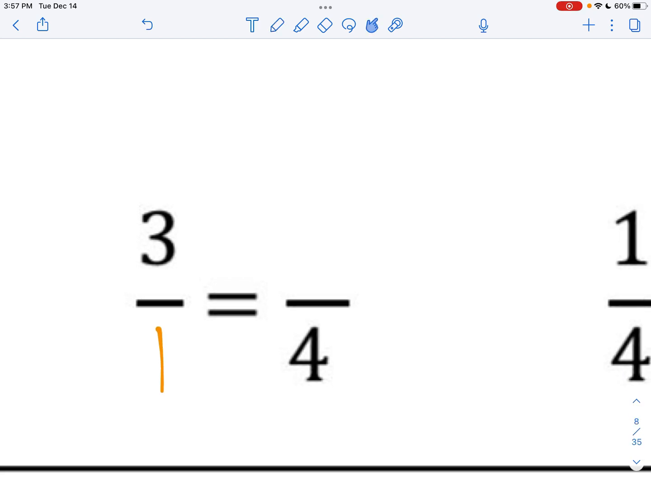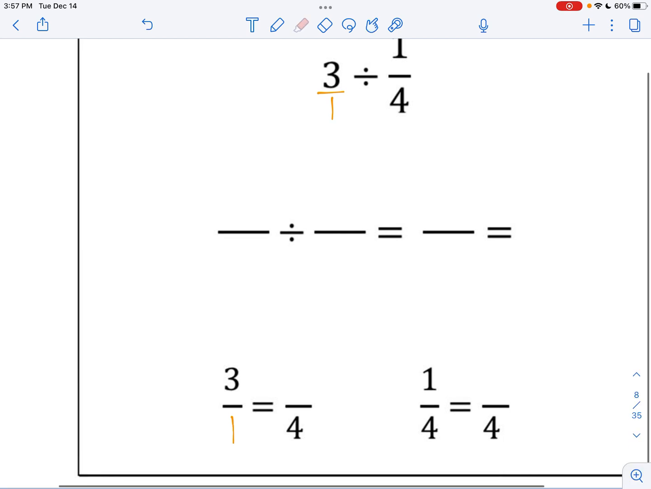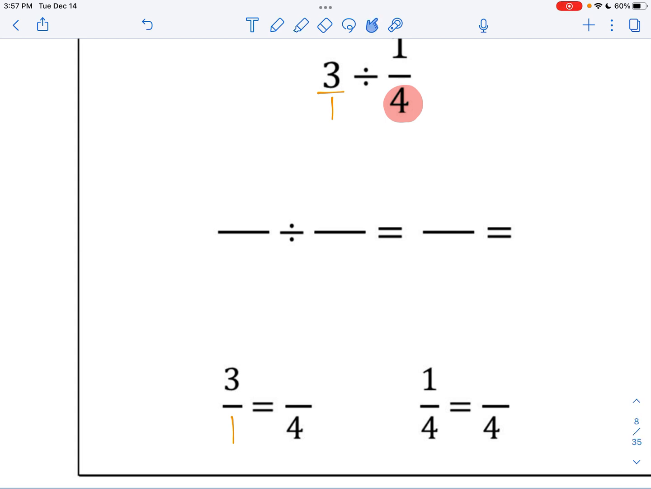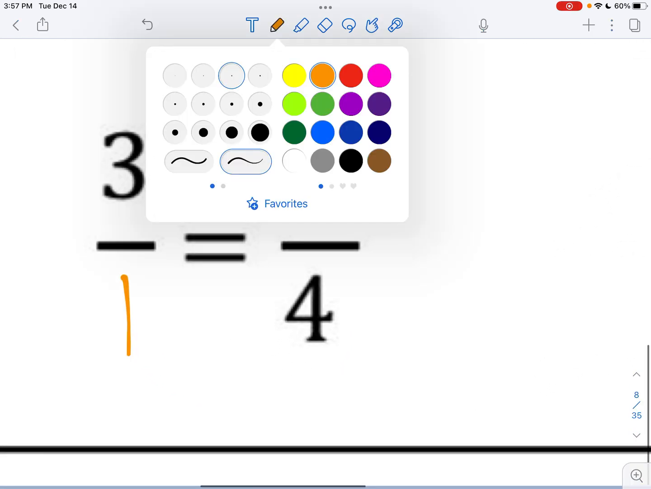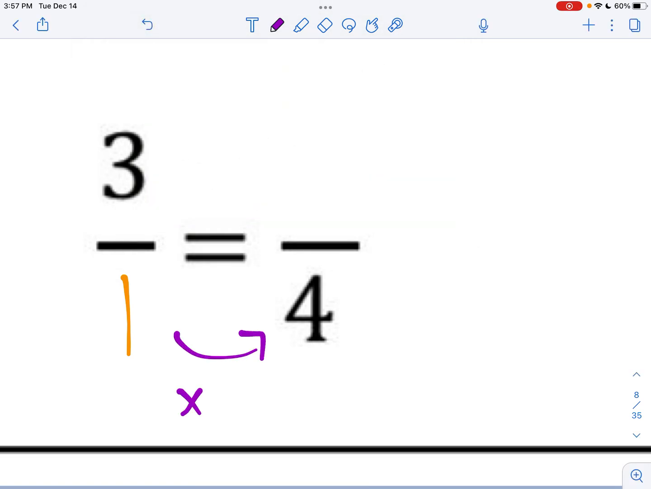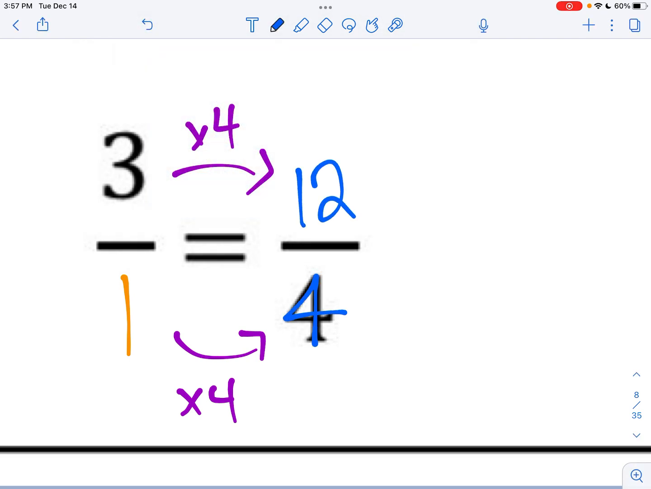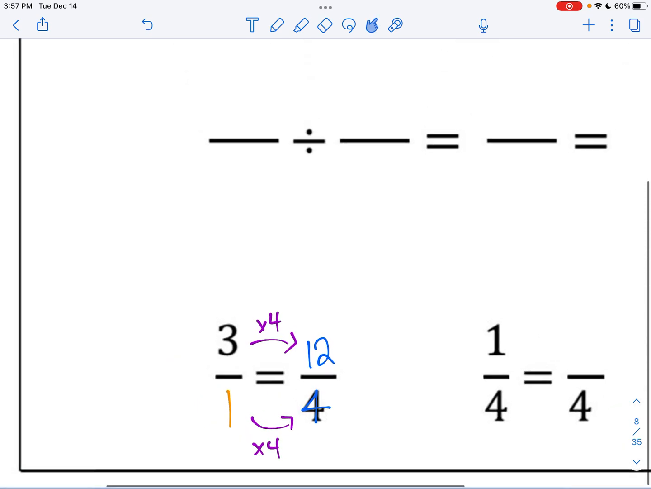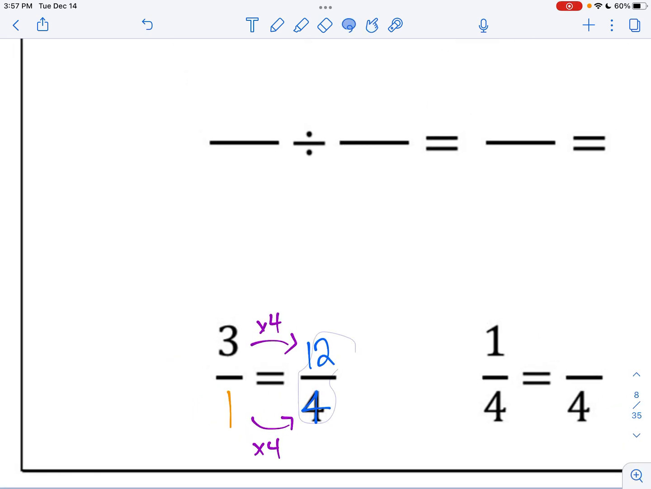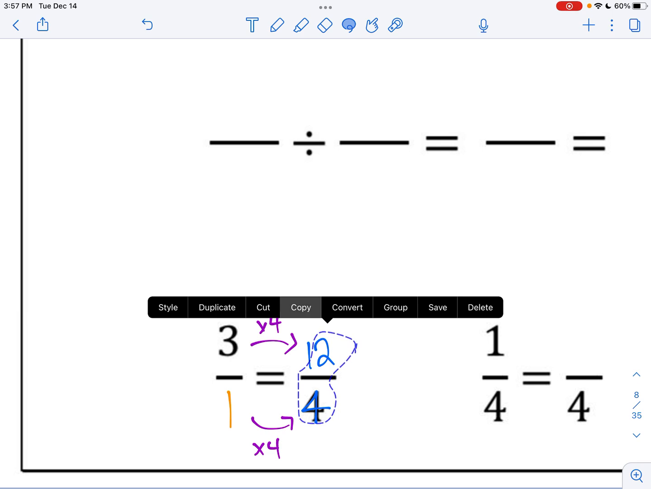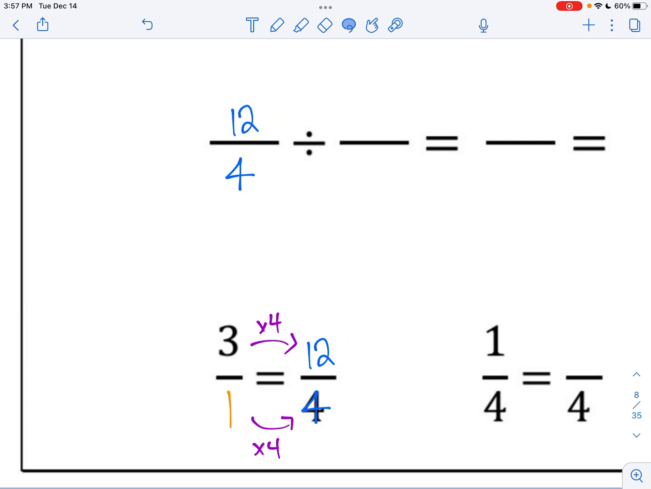I'm going to change it into a 4 on the bottom for the denominator because the other fraction is 4. I could make it 4, 8, 12, or 16, but I want to use small numbers. So now I'm going to make an arrow. 1 times 4 is 4. 3 times 4 is 12. So my first fraction is 12/4. It was 3, but now it's 12/4. Hey, 12 divided by 4 in my calculator is 3. So I can definitely see that this fraction is the same as 3.